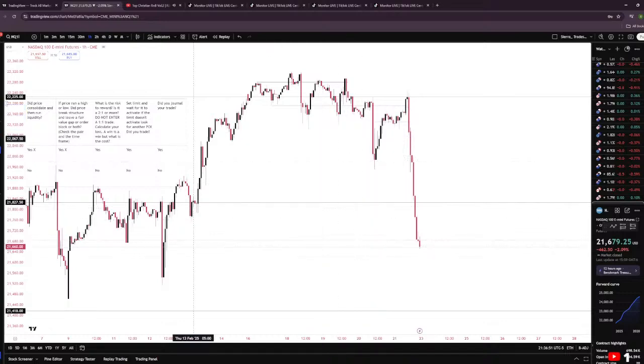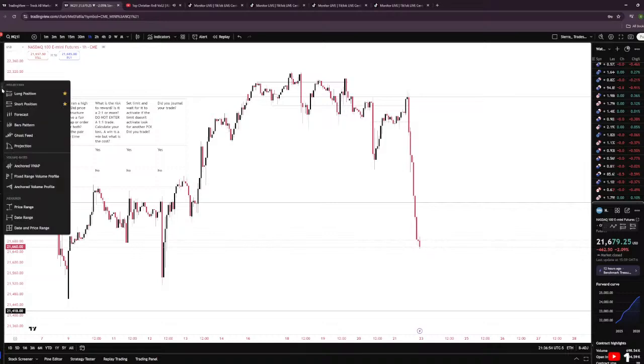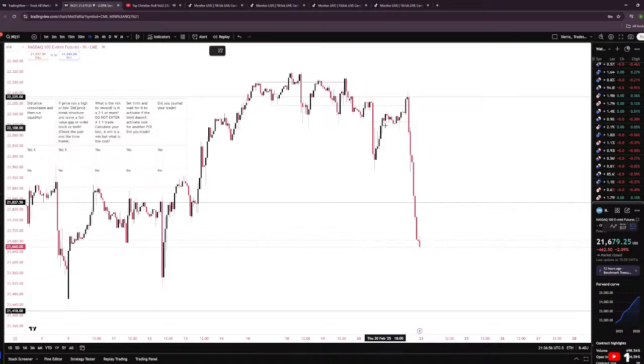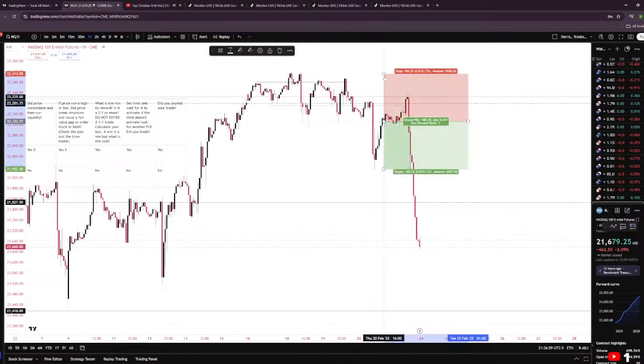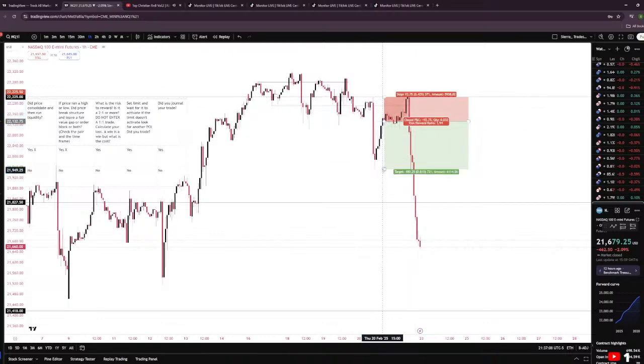Okay. So my entry was here. It was a sell limit. And my stop loss was at the top of the candle that created the fair value gap. My TP was here at 50%. This risk to reward is a 3-to-1.